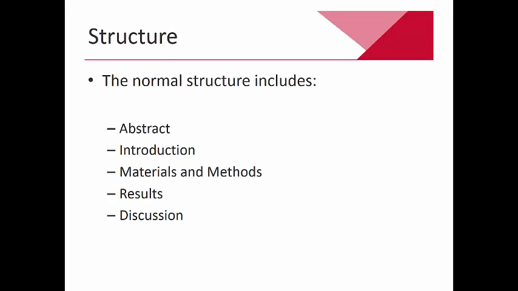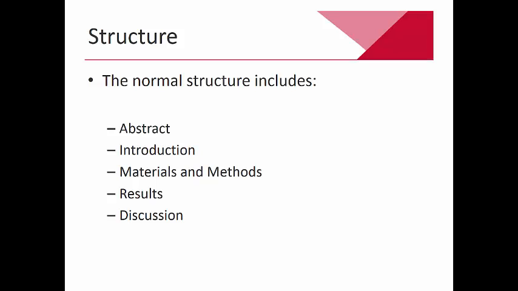So the normal structure includes these elements. So you've got an abstract, which it starts with, an introduction, materials and methods, a results section and a discussion. I'll actually deal with the abstract at the end for reasons that I'll come to. What's important to know is that these elements should tell a kind of story of your study or experiment.